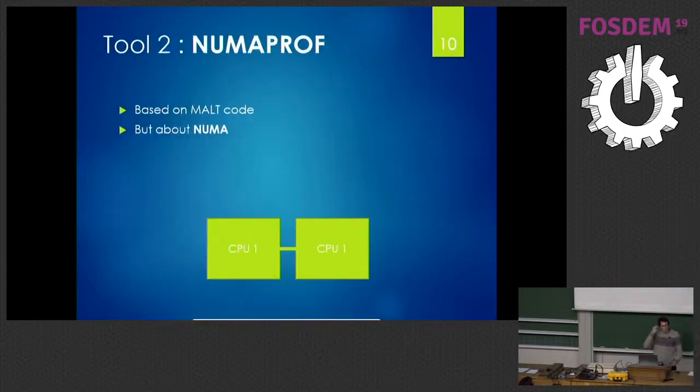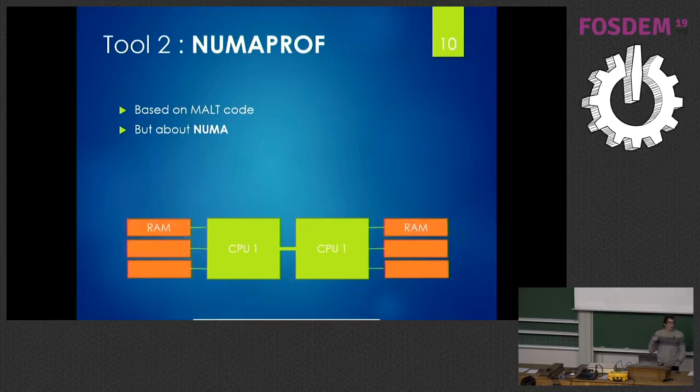So then I'll move to NUMAPROF, which is a really similar tool, taking most of the code from MALT at some point when I developed it. So the idea is about NUMA. When you have two CPUs, we know that today we have a memory attached to each CPU. So if you access the local memory, this is quite fast.